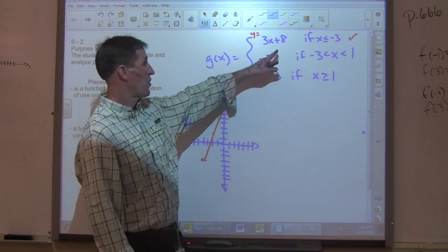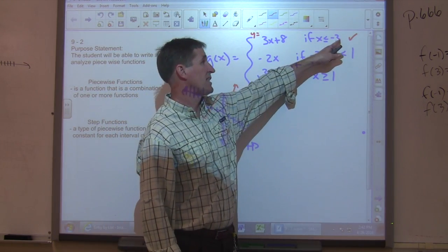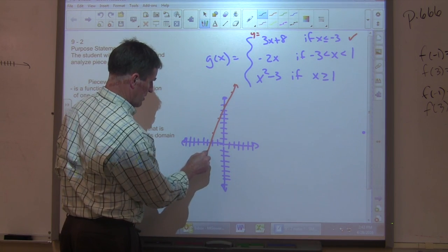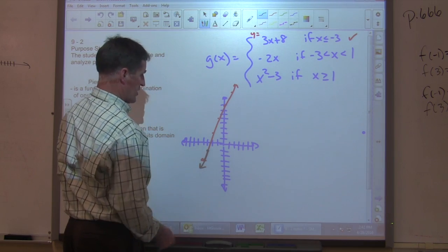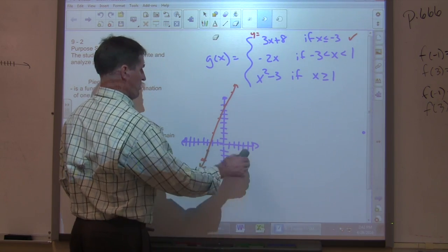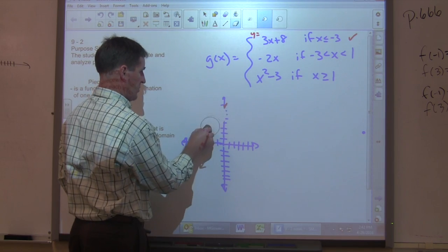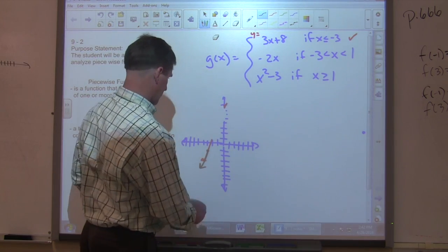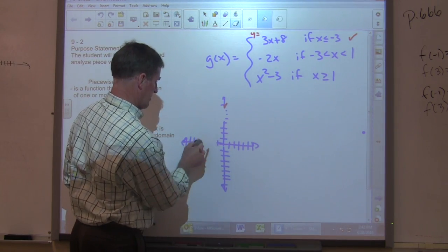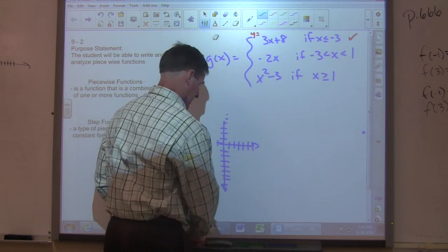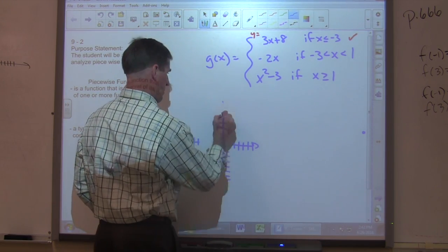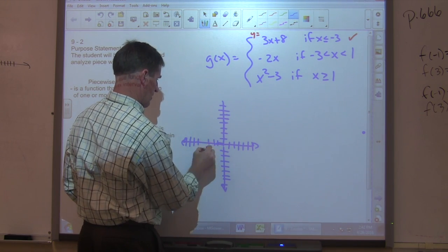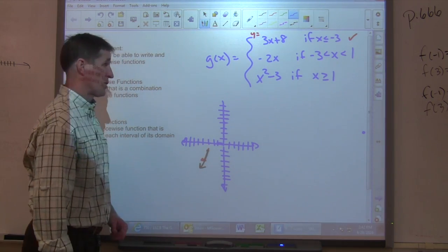But here's the thing. We only want to go from when x is less than or equal to negative 3. So we only want to use from here this way. So the rest of this now I can erase because I don't need that. Then I take the second part of it. So I wouldn't need that part of the graph. It would just start at negative 3 and go this way.